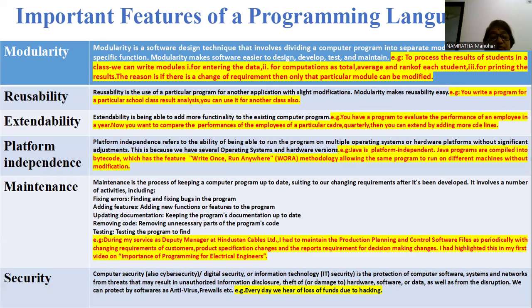Now, security. We always hear of theft, cyber security. As a common term, you have heard of cyber security. So our software also is subjected to cyber threats. Computer security, or what we call digital security or information technology security, is the protection of the computer software system and network from threats that may result in unauthorized information disclosure, theft of or damage to hardware, software, or data, as well as from the disruption.